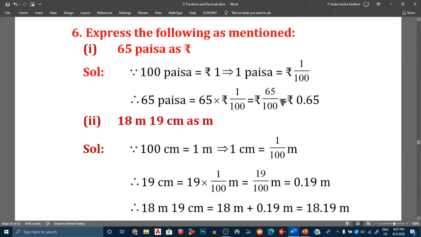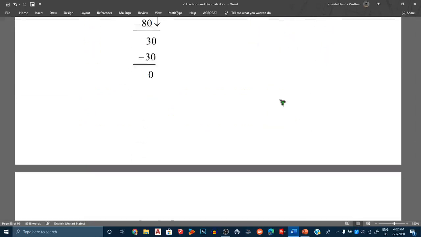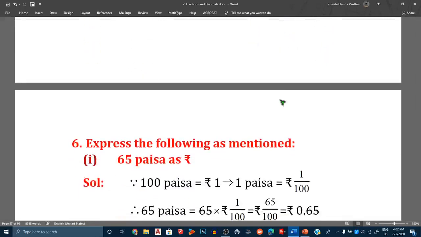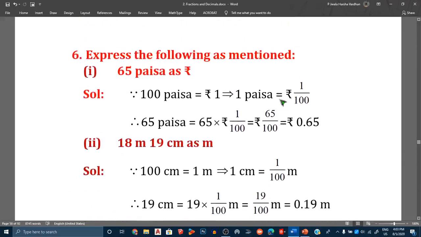Next. Up to here I am concluding this session, and in the next session I will start the sixth problem from this. These are the conversions of the units here. Okay, good day all of you.